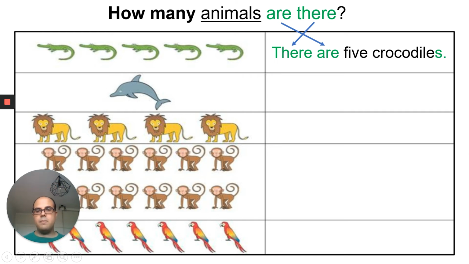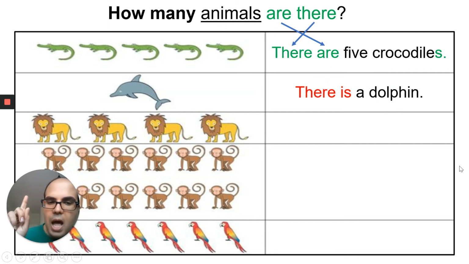What happens with this dolphin? Can you ask the question? Repeat after me. How many dolphins are there? How many dolphins are there? In this case, there is a dolphin. There is one dolphin, okay? It's only one, so I don't say "there are." I don't say "are," I say "is." There is a dolphin, and I don't say any S at the end. I don't say dolphins. No, it's only one. There is a dolphin.